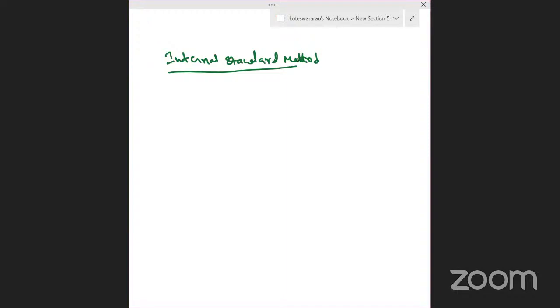For this method, it is necessary that the internal standard peak be well separated from the peaks of all other components in the sample. But it must appear close to the analyte peak, whichever peak we are going to consider. Right?